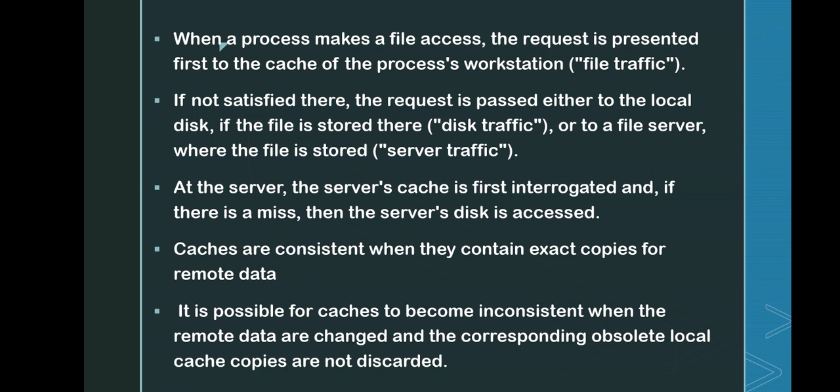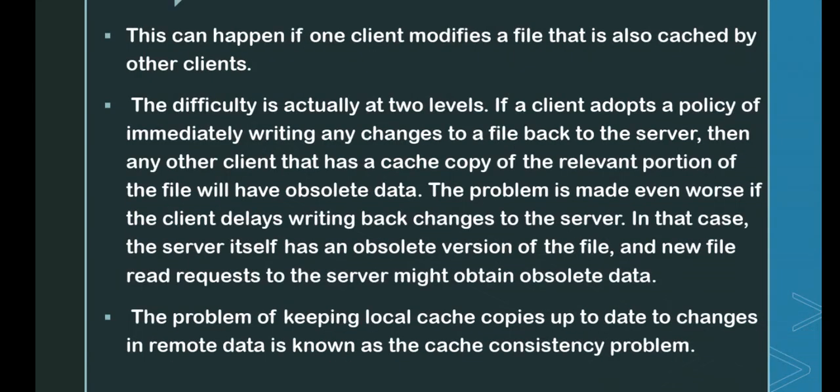the actual data, that is the remote data, will change. That means it will be modified, or some writing to that file takes place, but the cache copies, that means the obsolete local copies, are not changed. Obsolete means not useful copies. So the not useful data in the local caches is not changed or discarded. That will cause the caches to become inconsistent. So next we talk about the reason for this inconsistency caused by the files.